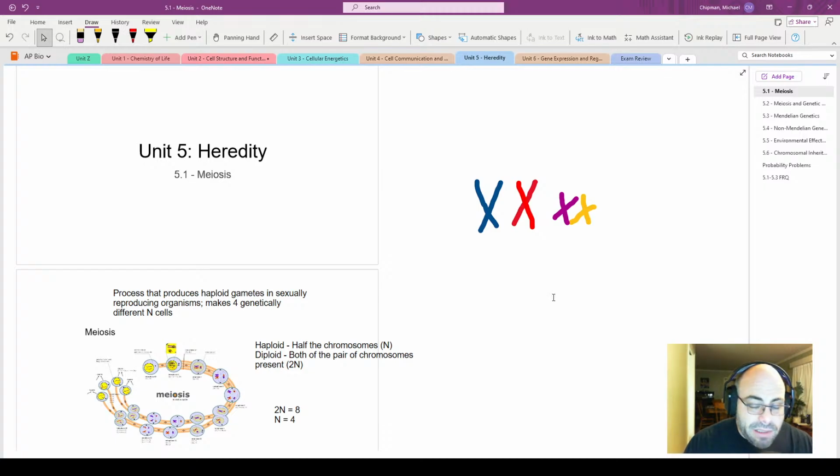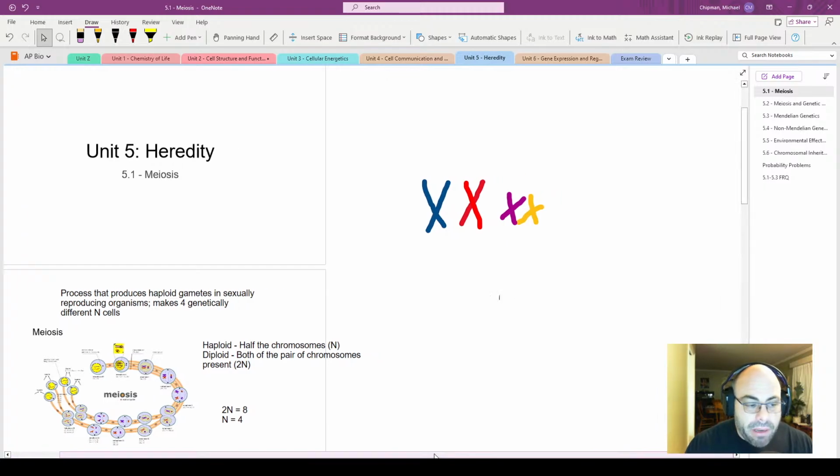It's normally just lines, not X's. It's only X's after they've replicated. Why do they need to replicate? Well, I'm getting ready to show you. If they don't replicate, you don't have enough for the cells at the end, right?